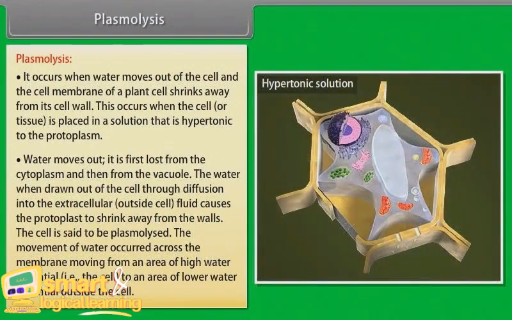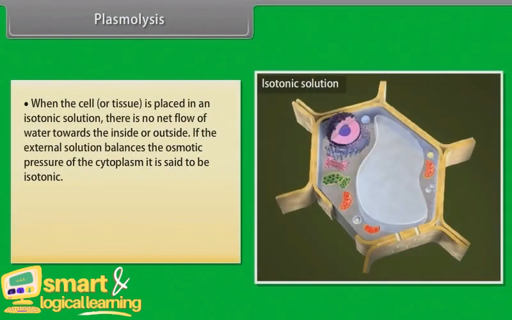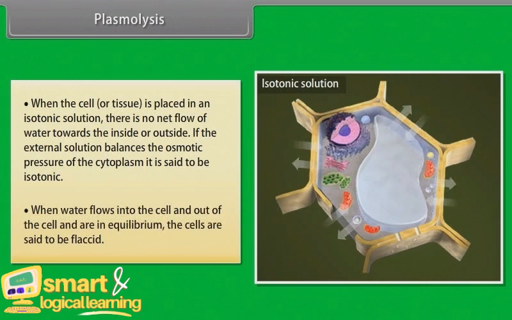The movement of water occurred across the membrane, moving from an area of high water potential to an area of low water potential outside the cell. When the cell or tissue is placed in an isotonic solution, there is no net flow of water towards the inside or outside. If the external solution balances the osmotic pressure of the cytoplasm, it is said to be isotonic. When water flows into and out of the cell and is in equilibrium, the cells are said to be flaccid. The process of plasmolysis is usually reversible.